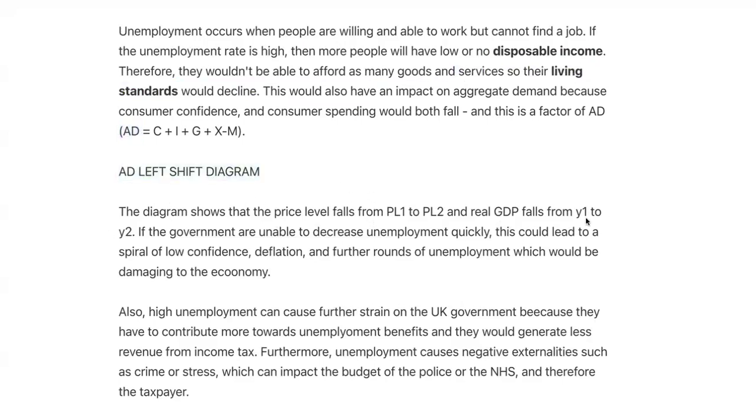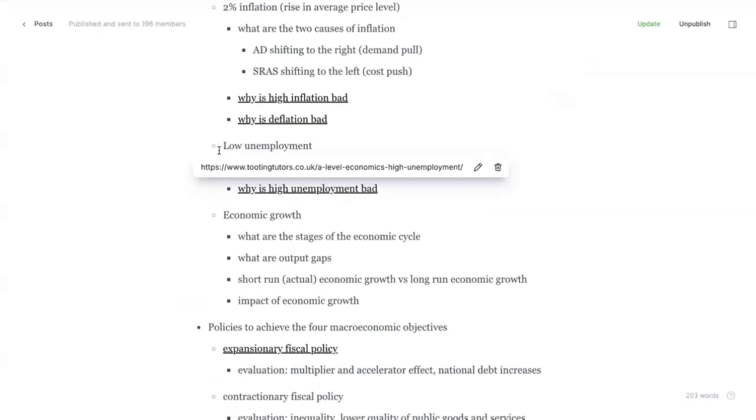We say that Y1 goes down to Y2. That means that there's going to be lower economic growth and higher unemployment because labor is a derived demand. It's going to cause an even further spiral of low confidence, more deflation, even more unemployment, damaging to the economy, lower tax revenue for the government, more welfare payments spending, people's living standards are falling, same kind of stuff. So as long as you get the logic of how to link the diagram to your point, you can just change it slightly with each question. And in macro, it's usually going to be the impact of something on the four objectives. So you just have to link it to the diagram.